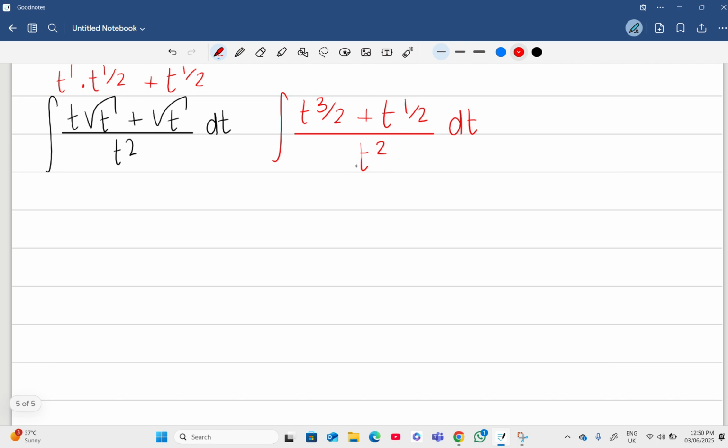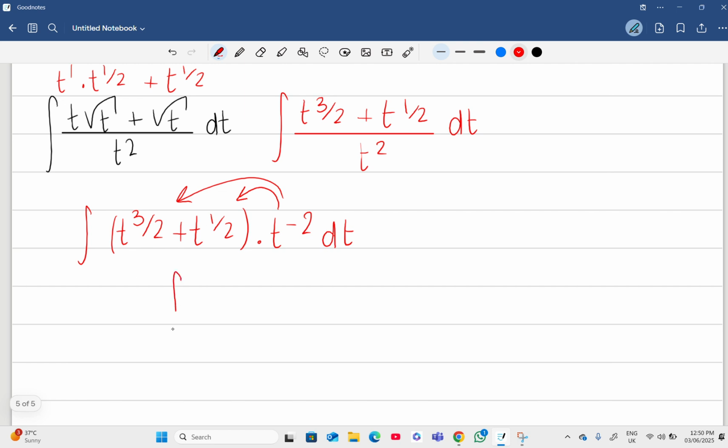Now I'm going to take my t to the power of 2 up with the opposite power, which is going to give me the integration of t to the power of 3 over 2 plus t to the power of 1 over 2 multiplied by t to the power of negative 2 dt. Now I'm going to distribute the negative 2, multiply by both. After I do that, I'm going to get the integration of t to the power of negative half plus t to the power of negative 3 over 2 dt. This is going to be my new function, what I'm going to integrate from after I fix all the problems.